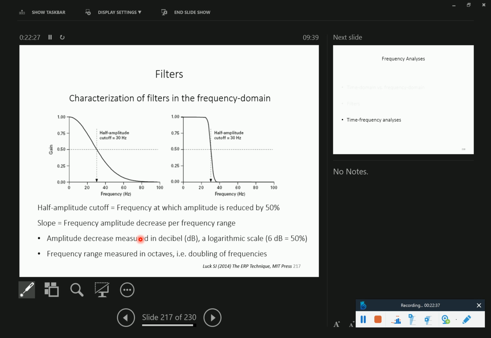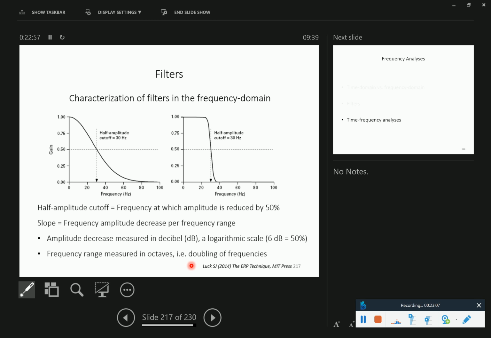And then you can measure these things, and it seems to get more scientific, but on the other hand, it's also just how you measure it. You can measure it in decibel, which is a logarithmic scale, and you can define a frequency rate in octaves. I think that's the reason why I have this slide, because there's quite a lot of this in the Luck book to explain this a little bit, but then it's also not really that important.